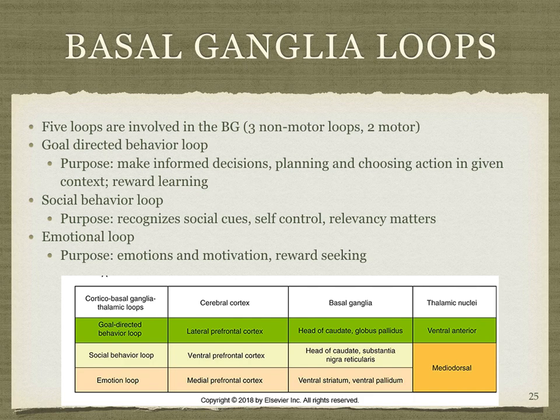So in all, these basal ganglia loops, there's 5. There's 3 non-motor and 2 motor. So in the graph below, I'll have the specific locations of the 3 non-motor loops in regards to our cerebral cortex, our basal ganglia, and our thalamic nuclei. So as a quick refresher for that goal-directed behavioral loop, it's allowing us to make informed decisions within that context, and it aids in reward learning.